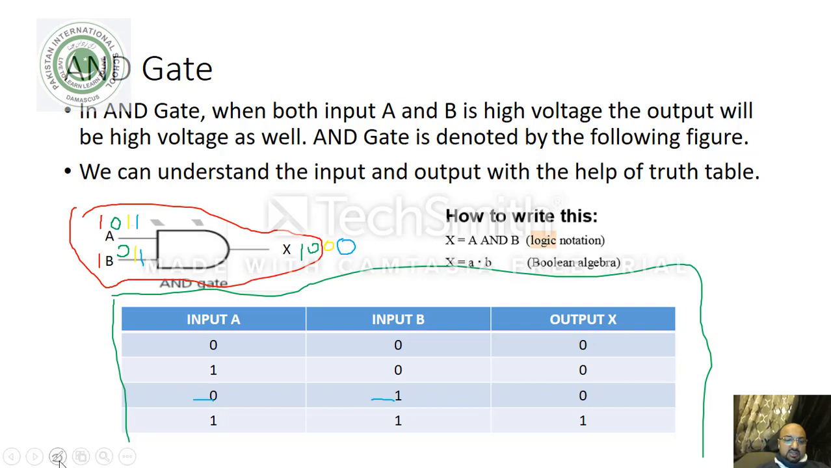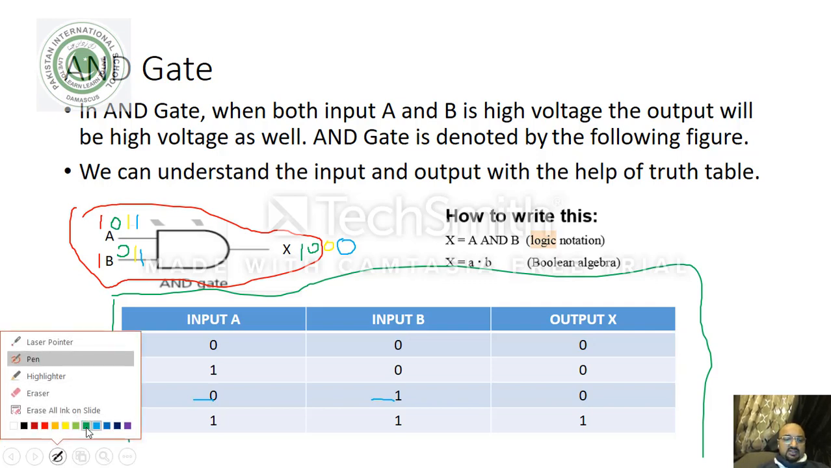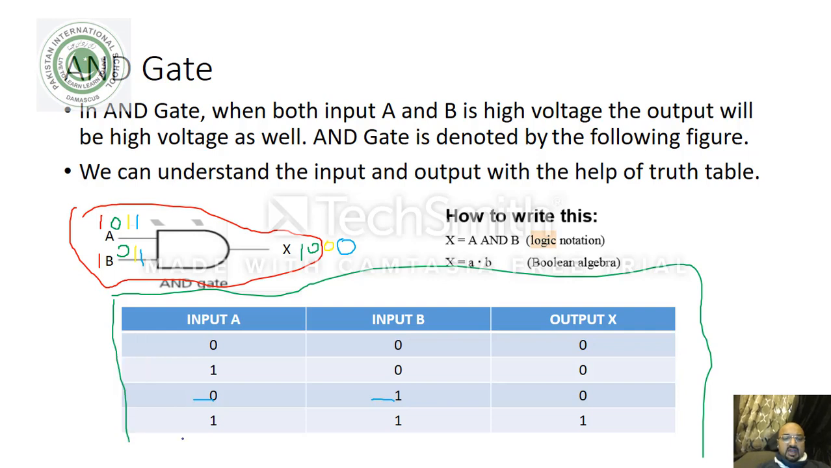And the fourth condition, which is actually its definition, is that whenever we have high voltage at input A and high voltage at B, we get high voltage at the output as well. So how do we write this? We can write this as logic notation A and B. A and B are the inputs and X is the output, and the gate used here is the AND gate. And in Boolean we can write it as A dot B. Thank you.